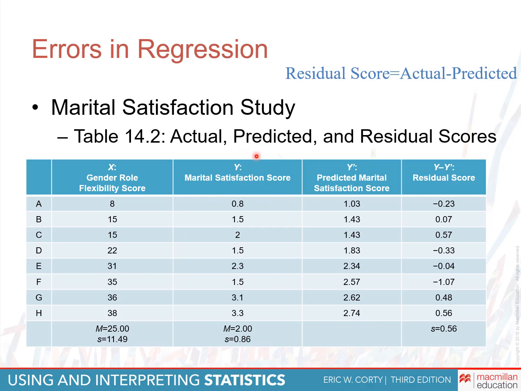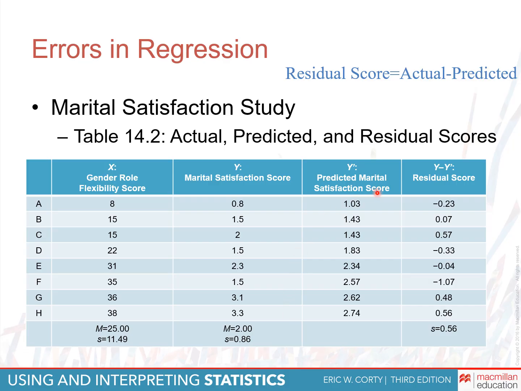And so we could draw a straight line through that data if we plot it and come up with what we would predict the marital satisfaction score to be based on our regression equation. And so if we look, we find this column here has Y prime. These are our predicted marital satisfaction scores. And so what you'll see here is that the predicted and the actual marital satisfaction scores are not the same.